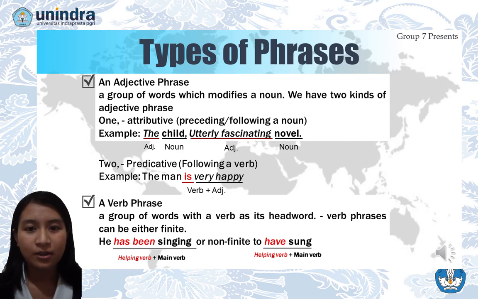And now the third, we have verb phrase, which has the verb as its head word. This verb can be either finite, such as in the sentence, he has been singing, or non-finite, such as to have sung. That's it for my presentation. The next slide will be presented by Dela. Thank you so much.